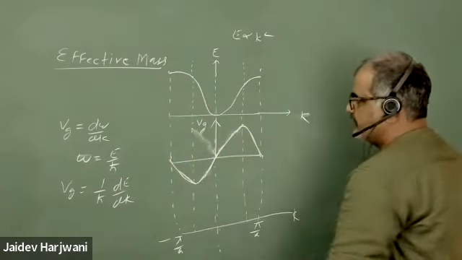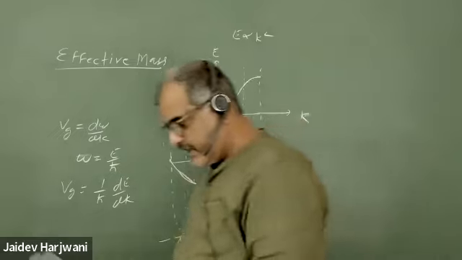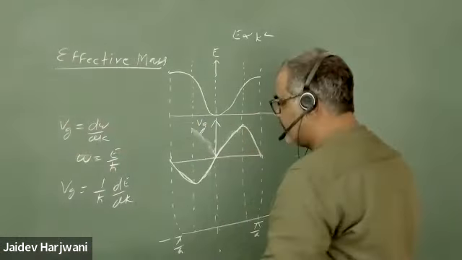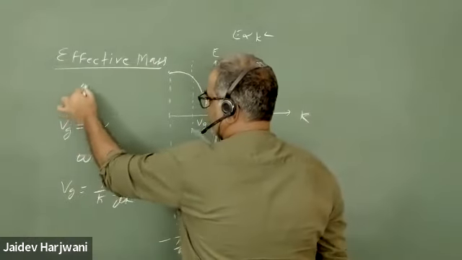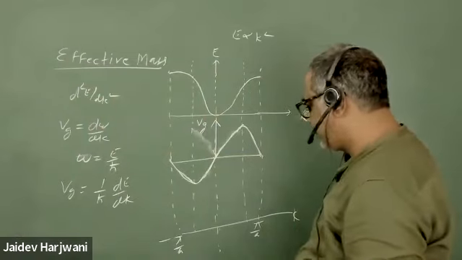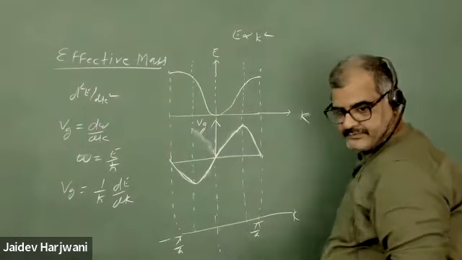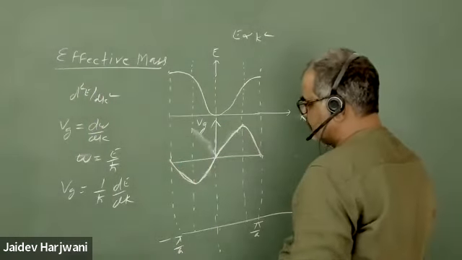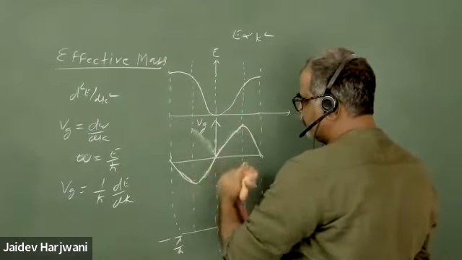Now if I want to calculate the second differential d2E by dk square on this curve, how can I plot it? Anyone? Let me rub this one now. So you can plot this. I don't have space, so I am drawing one more curve here.